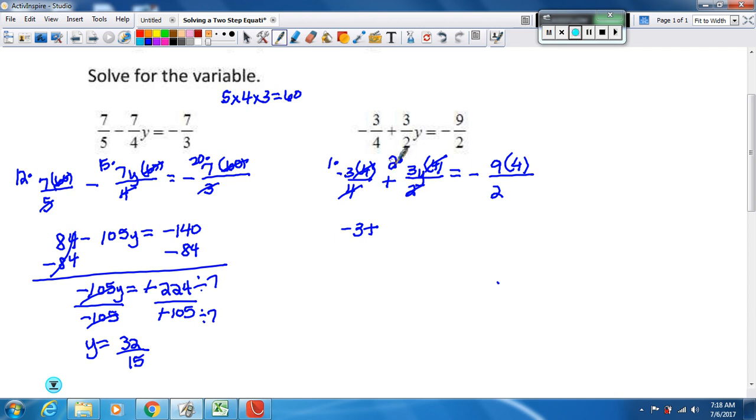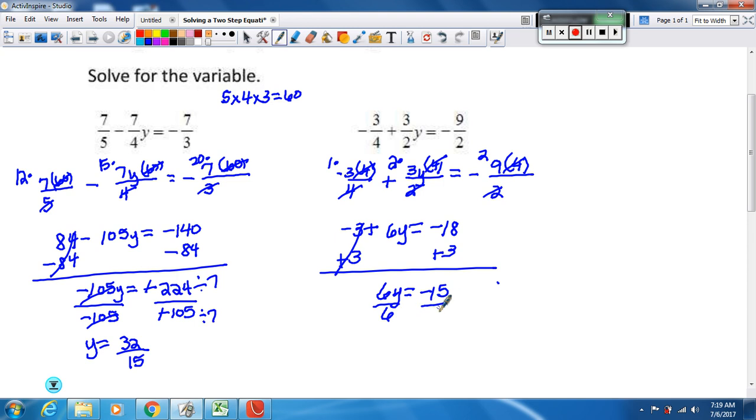So you've got 2 times 3y is 6y equals, you've got a negative sign here. 4 divided by 2 is 2. 2 times negative 9 is negative 18. I add 3 to both sides to get your variable. 6y equals negative 18, and a positive 3 is a negative 15. 6 times y, the opposite of times, is divide. Divide both sides by 6.